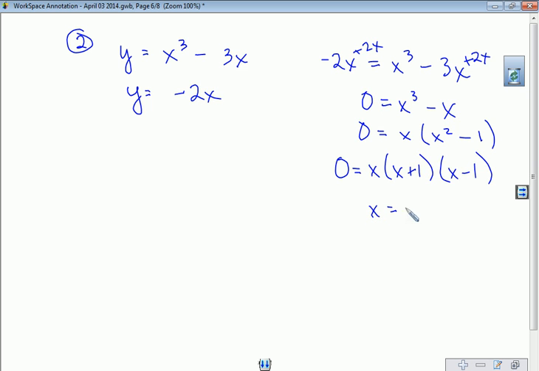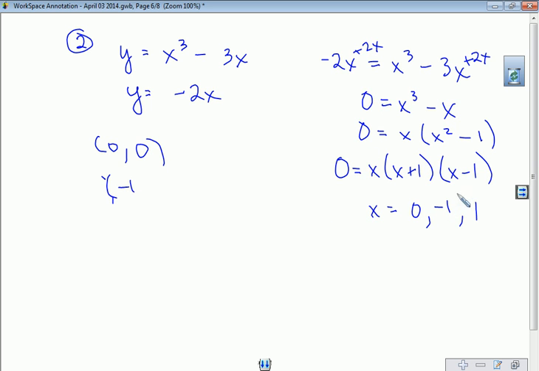So what are my zeros? 0, -1, and 1. Okay, so let's plug them in. If I plug in 0 into this one, what do I get out? 0. If I plug 0 into this one, do I get out 0? Yes. Okay, let's plug in -1.